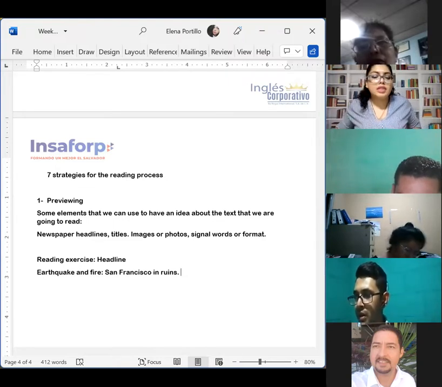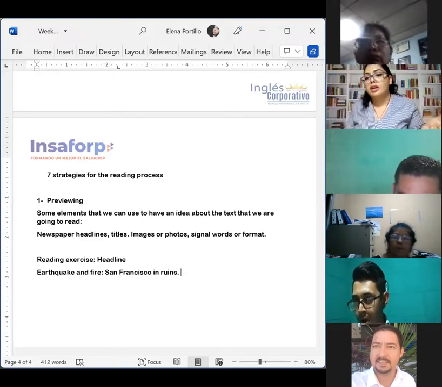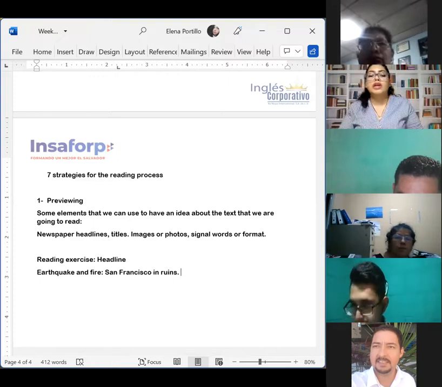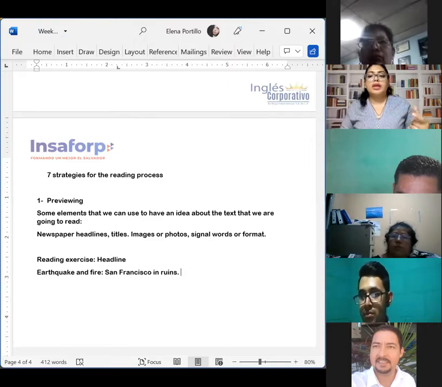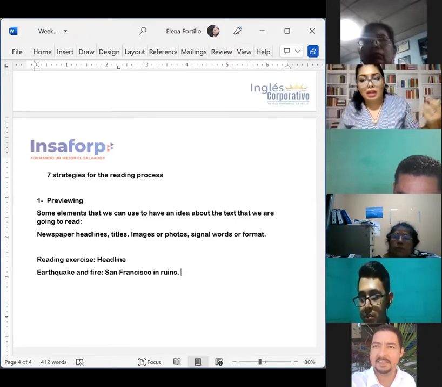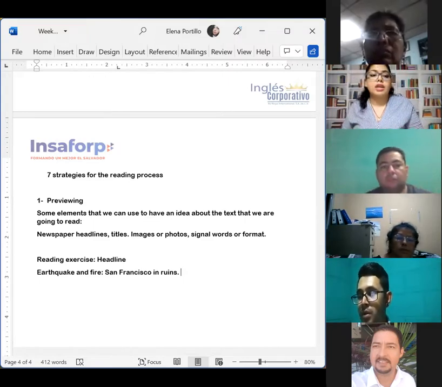In this case, it's very simple to understand what this headline is about, because we are seeing a few things that are very terrible: the earthquake and the fire, and this mix together is very chaotic. So in this case, we have earthquake, that in Spanish is a terremoto, es un movimiento de la tierra, and fire, you know that fire is a fuego.